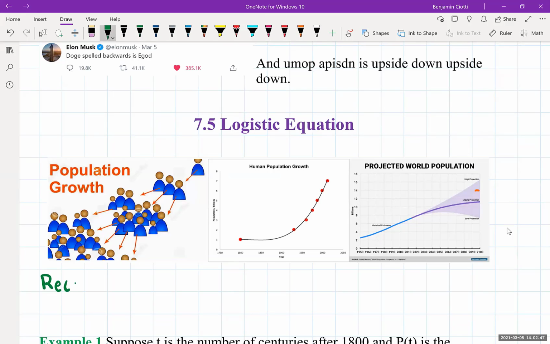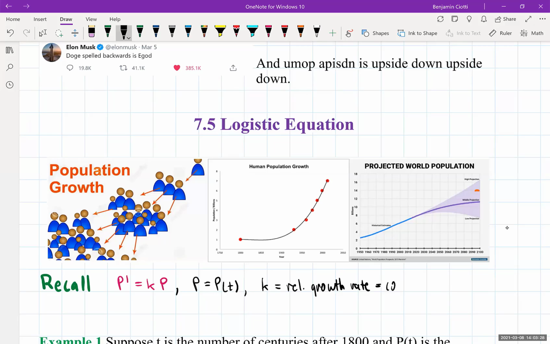So recall the exponential growth equation that we were studying in the last lecture. That was where P prime was some constant times P. Okay, and P was the population at time T. K was some constant, also called the relative growth rate. But the point is, it was a constant.